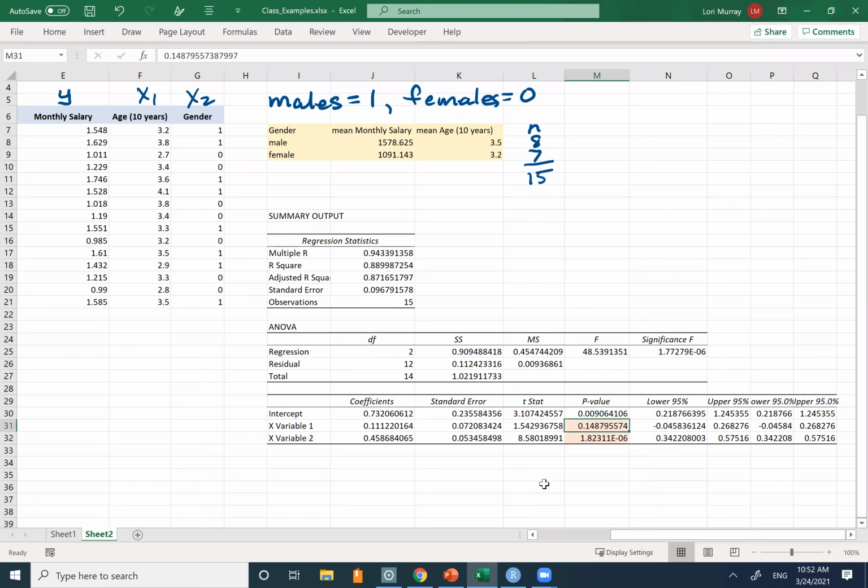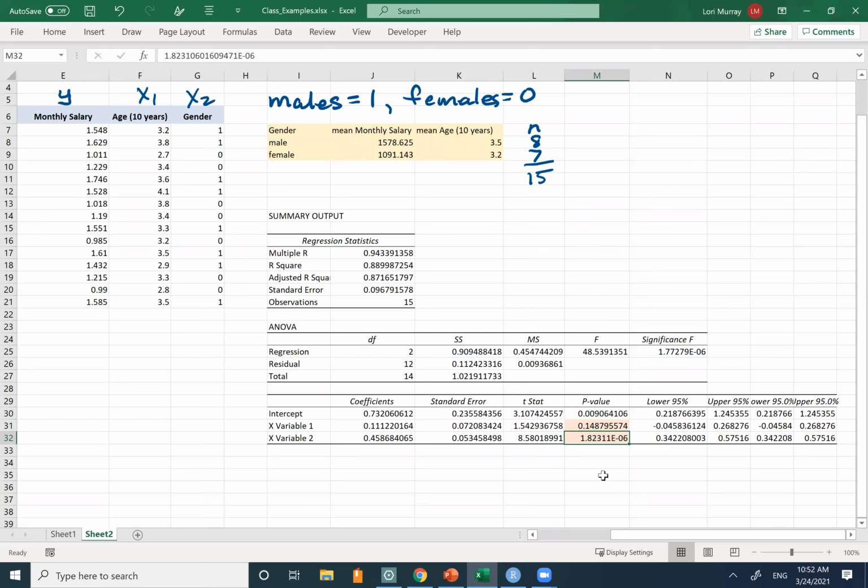So the first one, the p-value is 0.15 approximately, so it's out, right? We would say that it is not statistically significant. We have a high p-value. So that means that X1, age, is not statistically significant. So I would probably not use age, right? It's not really going to help us in deciding whether we have discrimination.